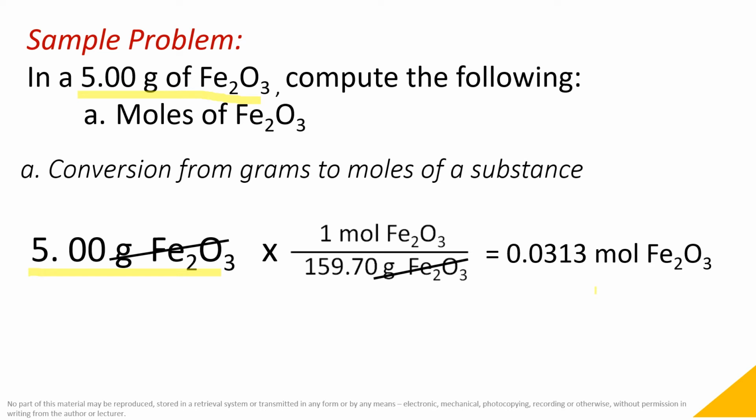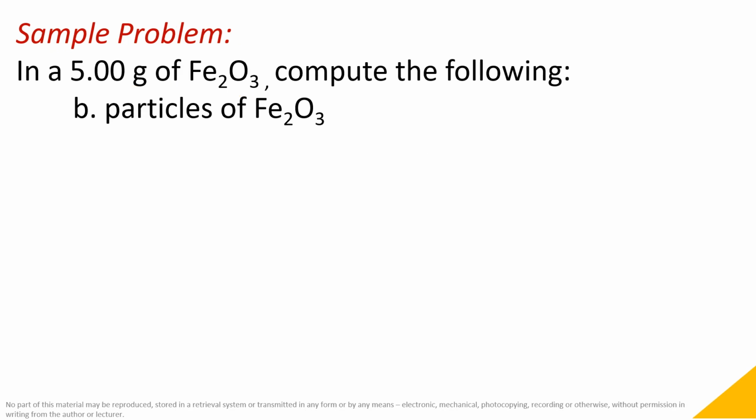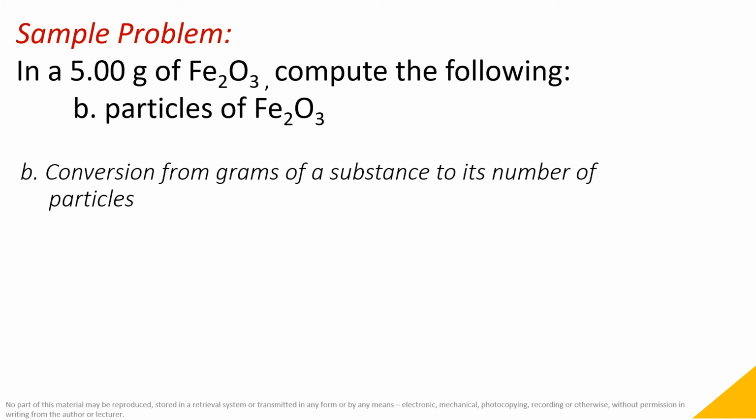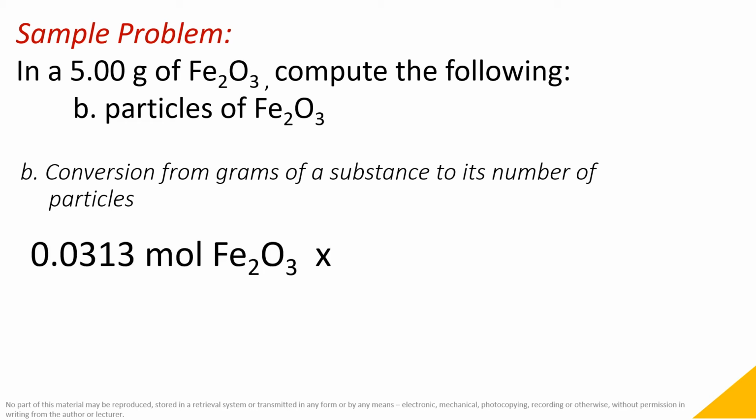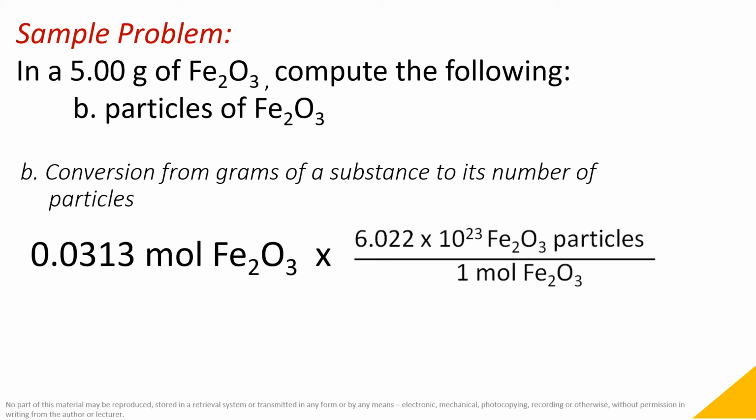Okay, now let's move on with letter B. In every 5 grams of ferric oxide, how many particles are there? Earlier, we already got the number of moles. So the formula would be the conversion from grams of a substance to its number of particles. The number of moles is 0.0313 moles of ferric oxide. Then we're going to multiply it by Avogadro's number, which states that in every 1 mole, there are about 6.022 times 10 raised to the 23rd ferric oxide particles.